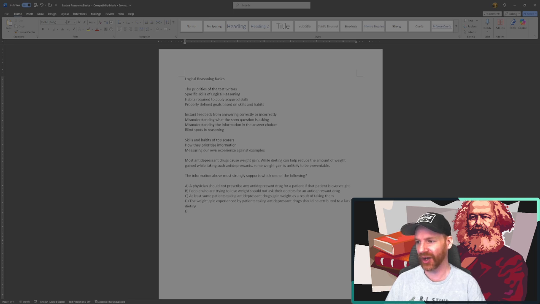Well, dieting can help reduce the weight gain, but what this statement supports, through inference, is that even if a patient is dieting, weight gain is unlikely to be preventable, right? So that statement is very incorrect.